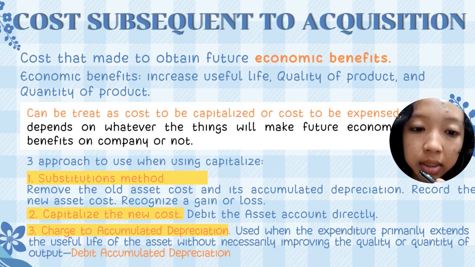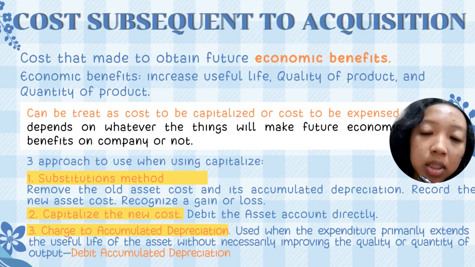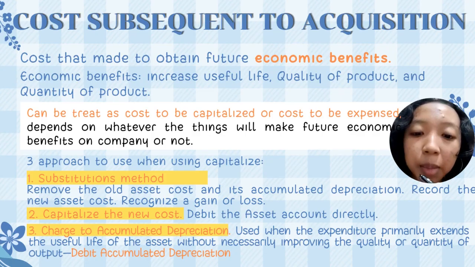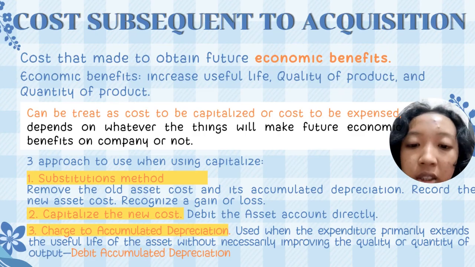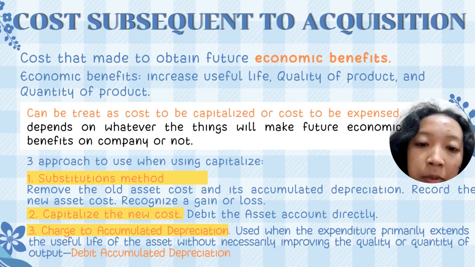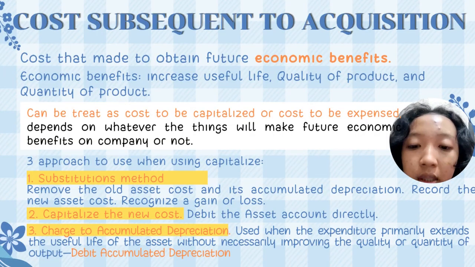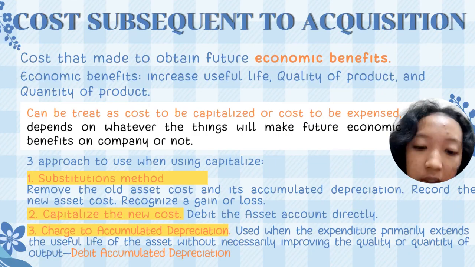And then the second method is capitalize the new cost. How we use it is we directly debit the asset account. And then the last method is charge to accumulated depreciation. It is used when the expenditure primarily extends the useful life of the asset without necessarily improving the quality or quantity of output. How we use the third method is debit accumulated depreciation.